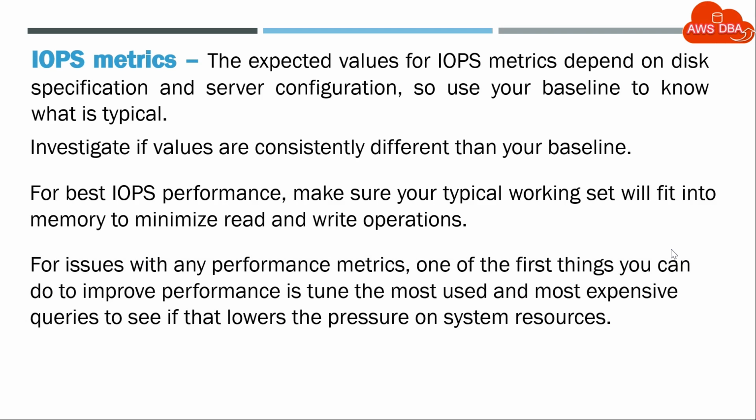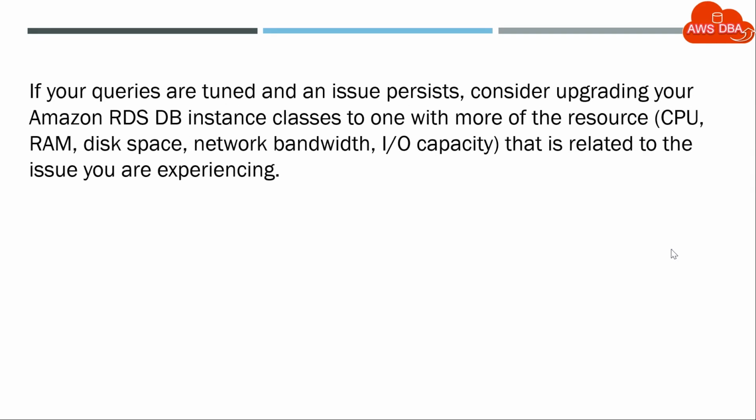For issues with any performance metrics, one of the first things you can do to improve performance is tune the most used and most expensive queries to see if that lowers the pressure on system resources. If your queries are tuned and an issue persists, consider upgrading your Amazon RDS DB instance classes to one with more of the resource (CPU, RAM, disk space, network bandwidth, I/O capacity) that is related to the issue you are experiencing.